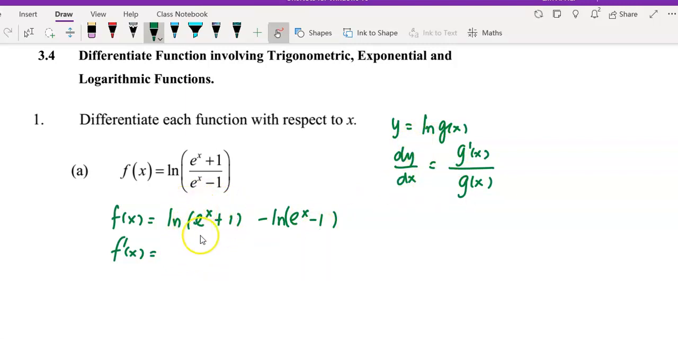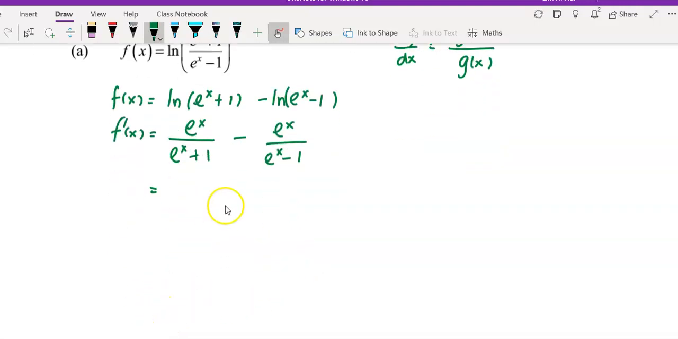Differentiate this function e^x + 1, you get e^x, divided by the function itself, e^x + 1, minus the same thing: apply the same formula. Differentiate e^x - 1, you get e^x, divided by e^x - 1. Then you can simplify by equating denominators, multiplying each other. Multiply the numerator of the first term by e^x - 1, and the numerator of the second term by e^x + 1.